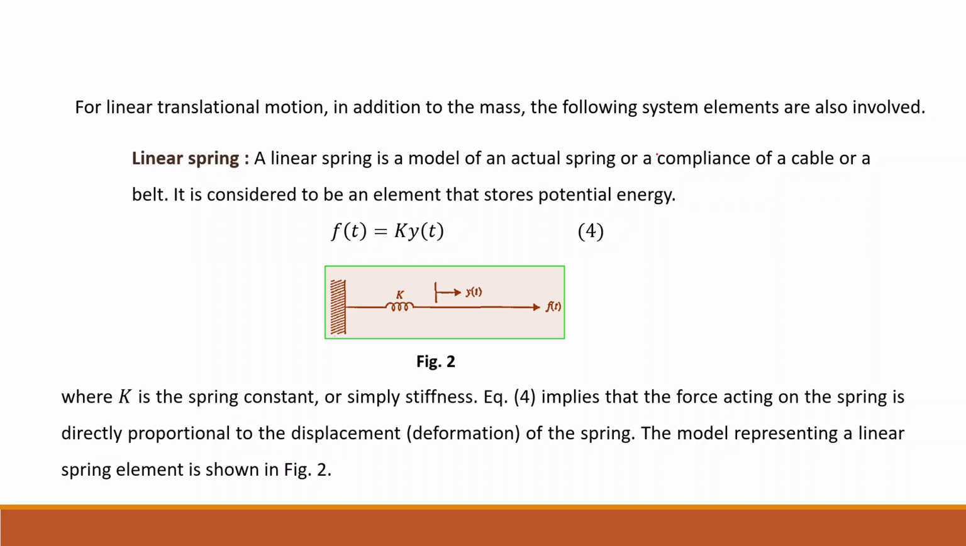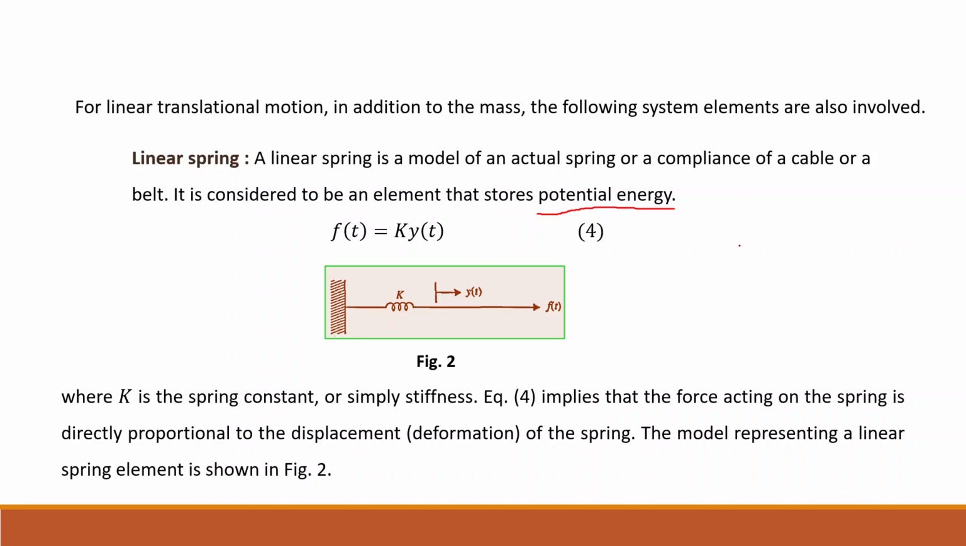Next we come to the spring. A linear spring is a model of an actual spring or the compliance of a cable or belt. So it is considered as an element. This is a very important line: a spring is considered as an element that stores potential energy. As it is compressed or expanded, it stores potential energy, and as it is released, it gives back the potential energy to the body attached to it.